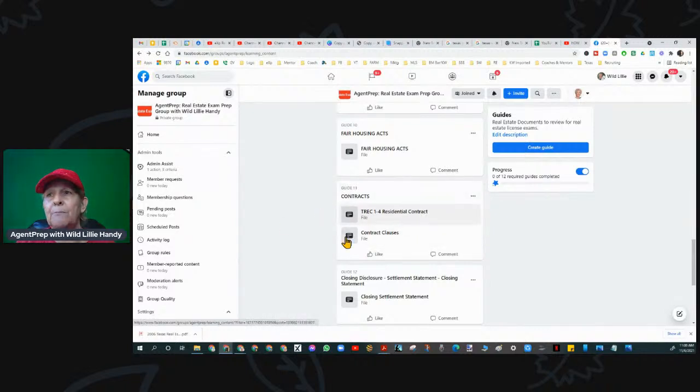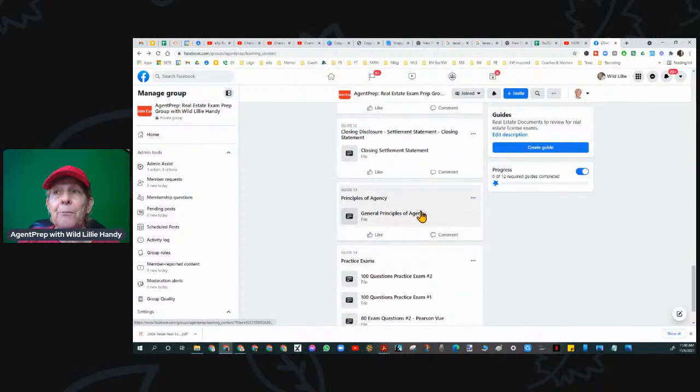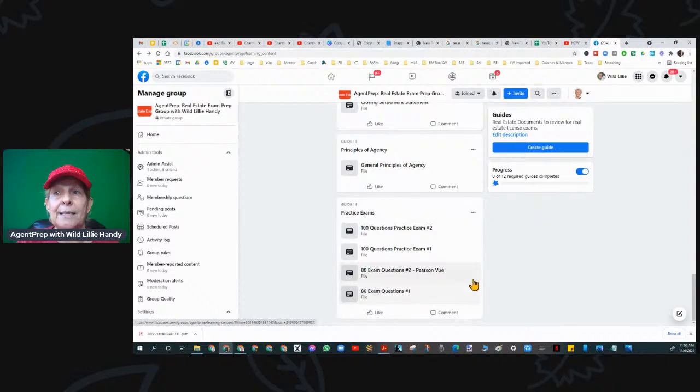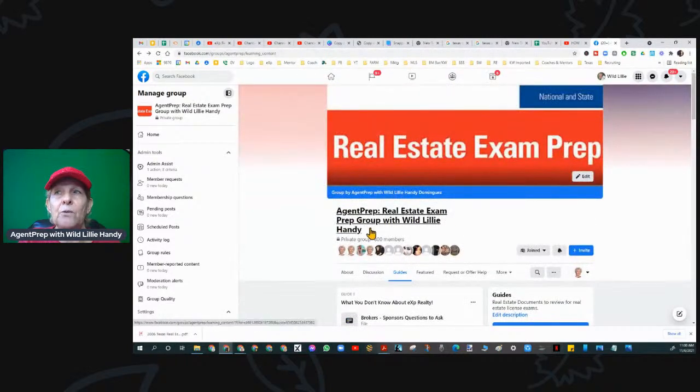Contracts, and I'll be uploading the latest contract on there. This one is already outdated. Closing disclosures, which is the settlement statement that has the debits and the credits, all the expenses that the buyer and seller have. And then principles of agencies. You had 2 books that you studied about, and then other practice exams. So take advantage of the resources that I have on the real estate group.